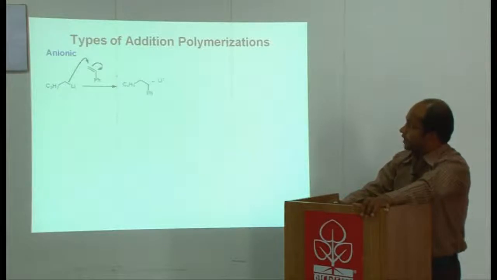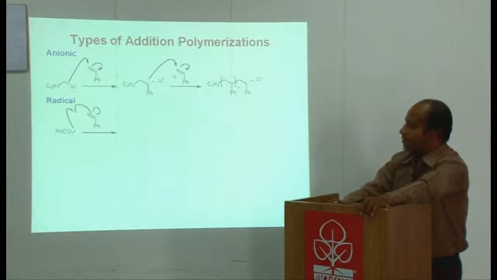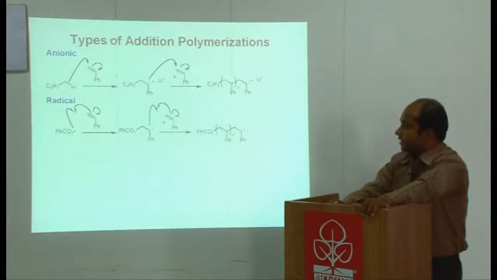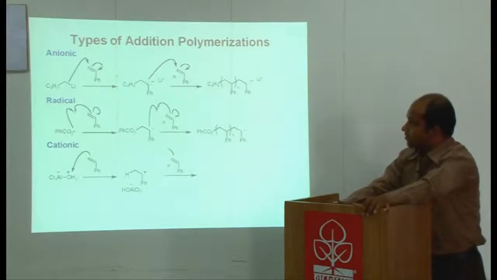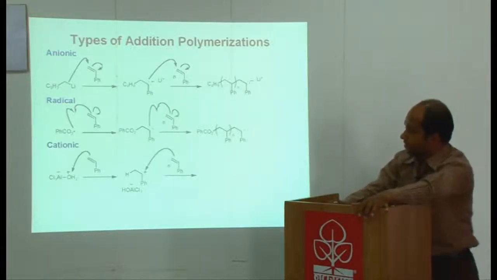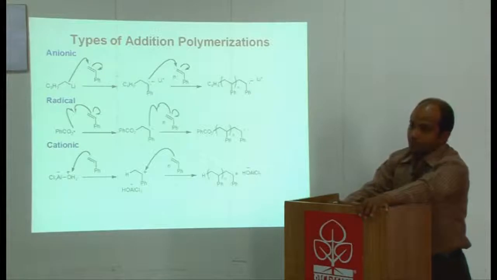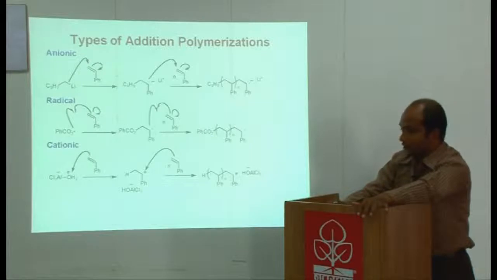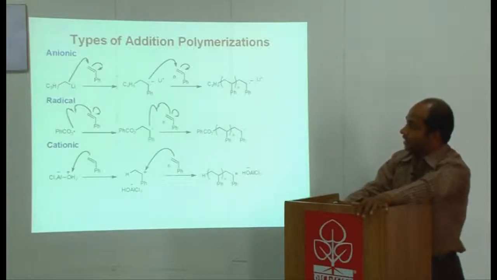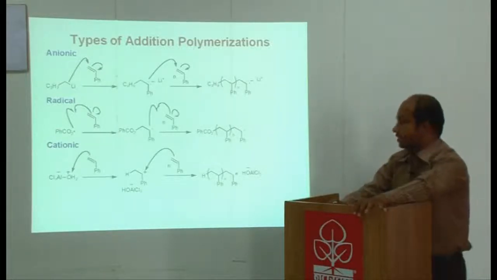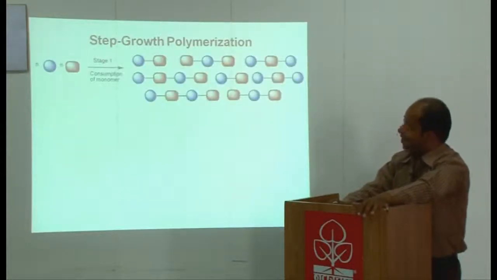Now, there are different types of addition polymerization, namely anionic polymerization, radical polymerization and cationic polymerization. So, as the name suggests, in case of radical polymerization, you have a free radical which is responsible for the polymerization of a monomer, whereas in case of an anionic and a cationic, you have nucleophilic as well as electrophilic reactions taking place.